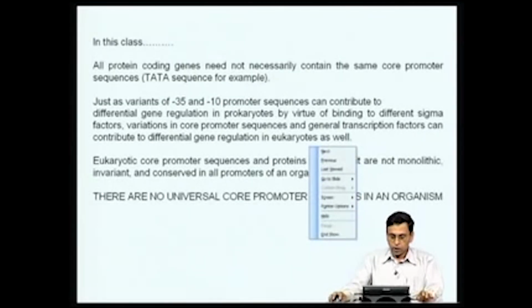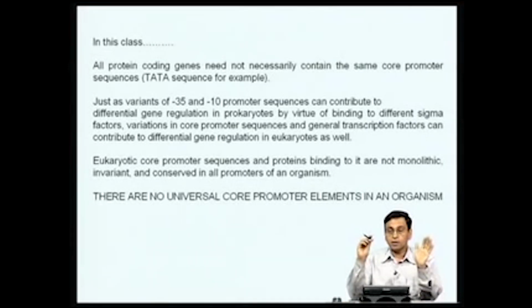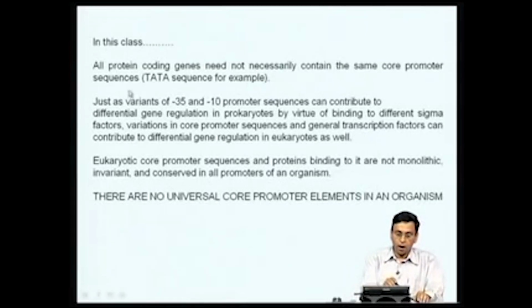Now, in this class what I would like to emphasize is that so far we thought the core promoter means only the TATA box. Now, I do not want to give you the impression that it is only the TATA box that is actually involved in the initiation of transcription, and this is the only element that constitutes the core promoter element. Now, the crux of today's class is to tell you that all protein coding genes need not necessarily contain the same core promoter sequences. There is a lot of variation in these core promoter sequences, and TATA box is actually present only in a subset of protein coding genes in eukaryotes.